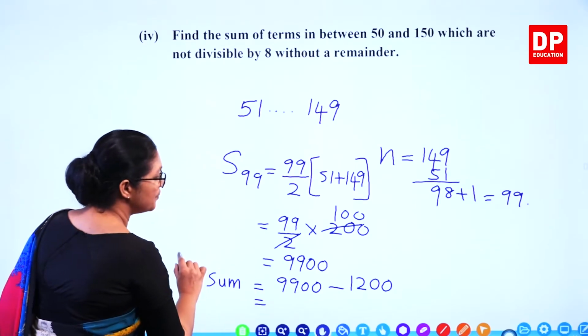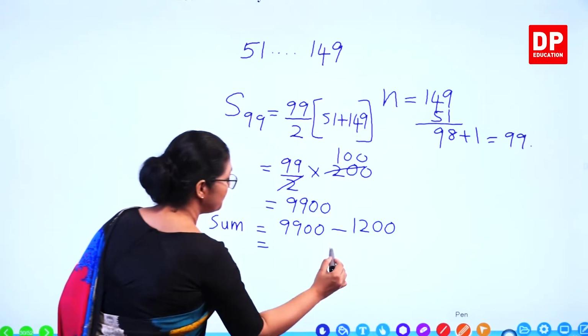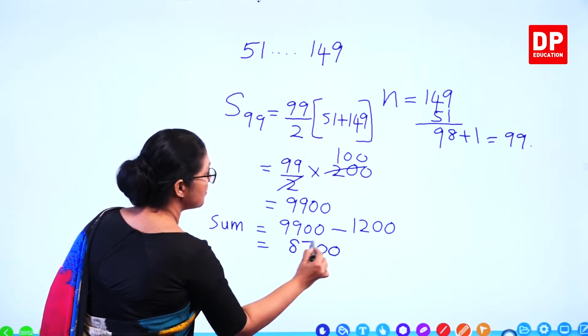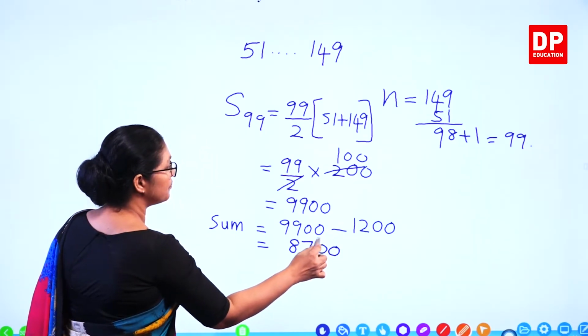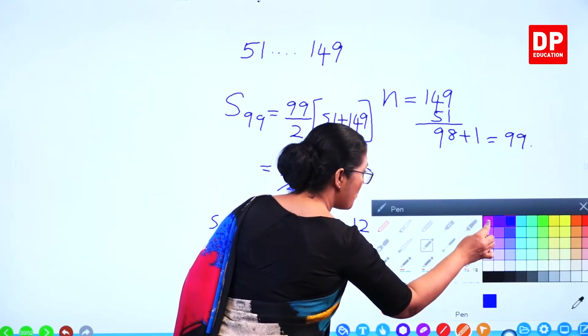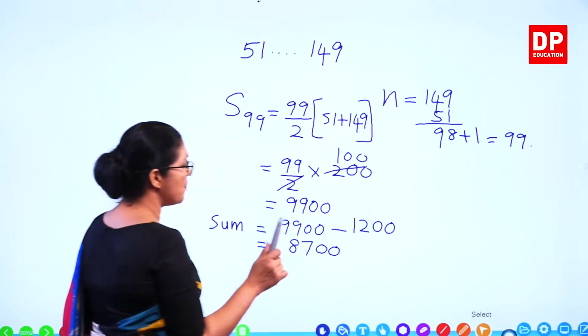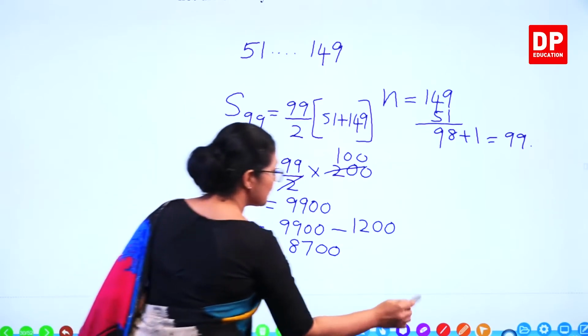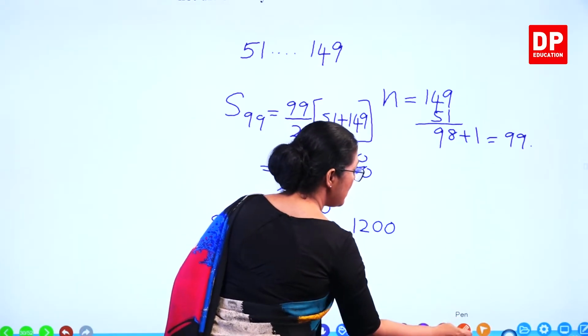So what's the answer? 8700 is the sum of numbers that are not divisible by 8. So how many marks for that? You get 3 marks.